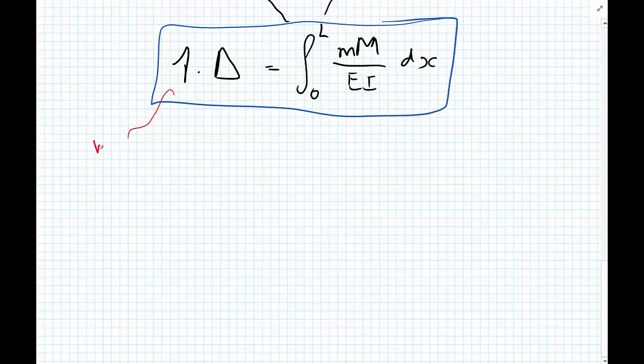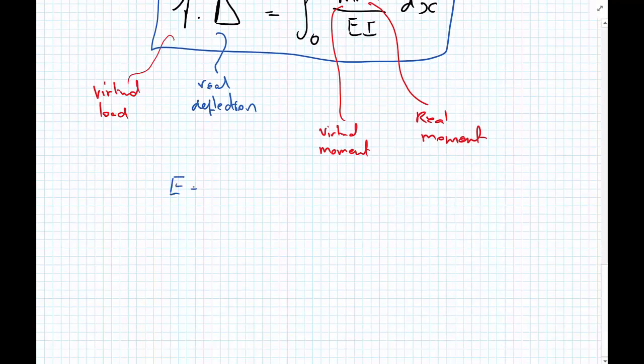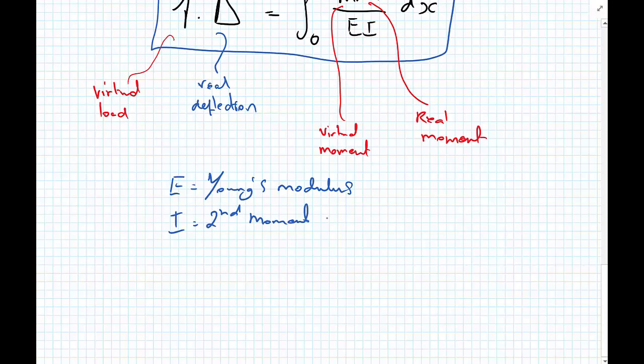So this is the virtual load. Delta is the real deflection. Lowercase m now is the virtual moment. Capital M is the real moment. And finally, E and I. So E is the Young's modulus, so the stiffness of the beam, and I is the second moment of area, or the geometry of the beam.